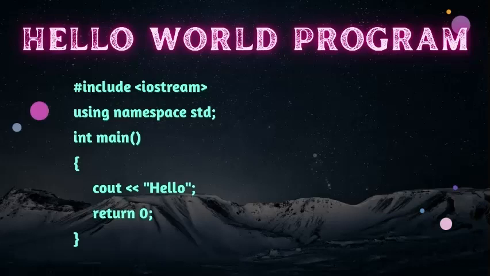Third line is int main(). Every C++ program must have a main function. The main function is the starting point for all C++ programs, where they begin their execution. The statements between the curly braces are known as a block of code.